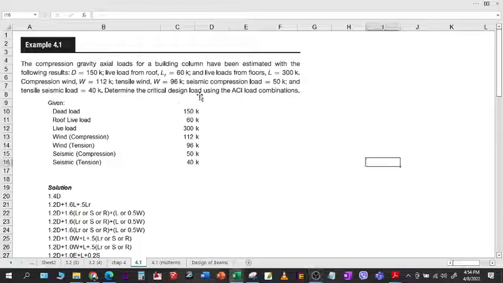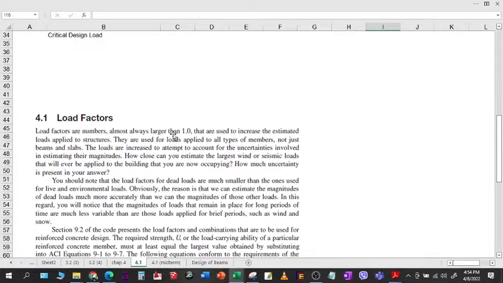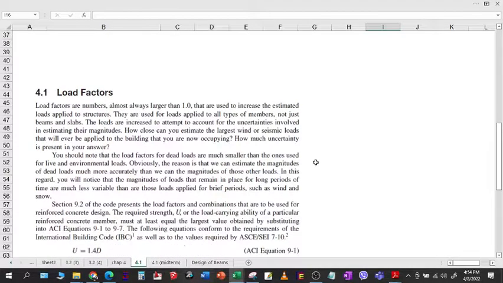In other words, for the critical design load, we are to determine the maximum or the load combination which will generate the maximum result. And before we solve this problem, let us first define what are load factors and load combinations. Load factors are numbers almost always larger than 1.0 that are used to increase the estimated loads applied to structures. Why do we have to increase? Because there are some uncertainties involved in estimating their magnitude.